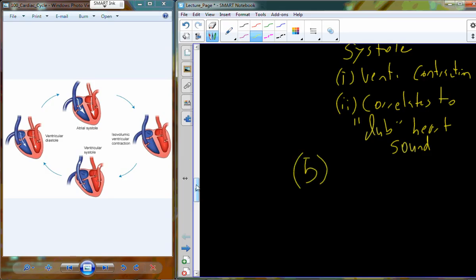So diastole occurs during relaxation of the heart tissue. And when we measure the diastolic pressure, again, you're measuring that at the brachial artery, so you're actually measuring left ventricular diastole. What is the pressure inside of the heart when the muscle is not contracted? So basically a resting pressure inside of the heart.